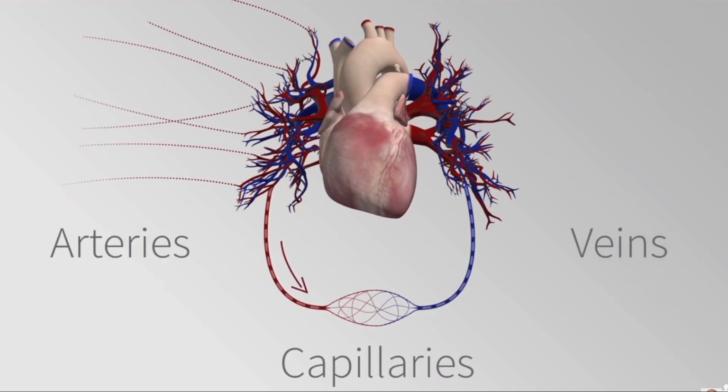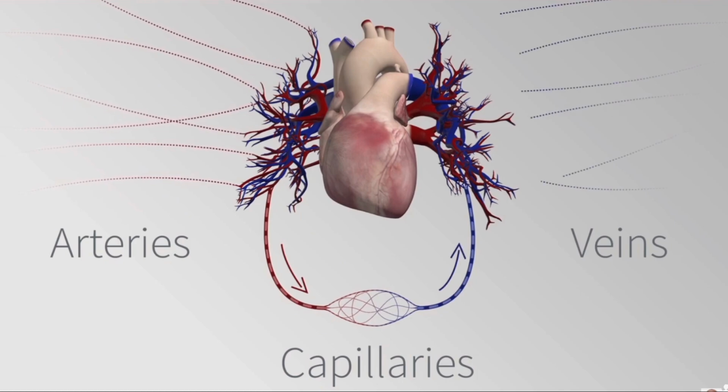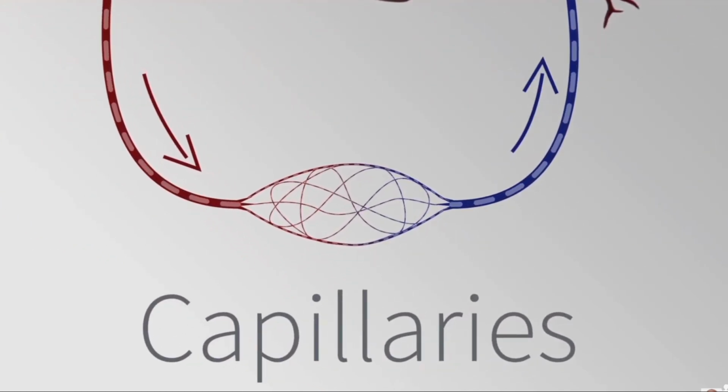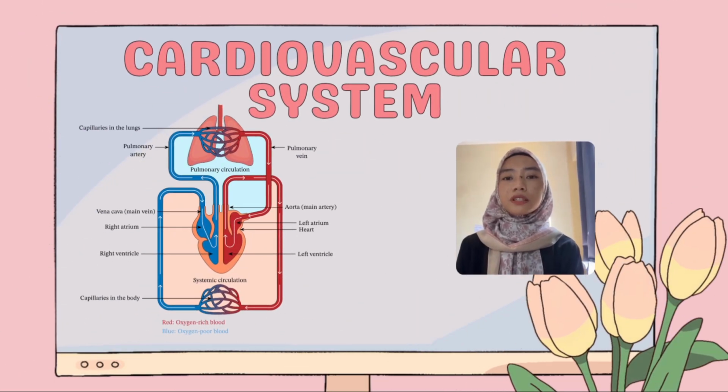Veins carry blood towards the heart, and capillaries are microscopic thin-walled blood vessels that form a vast network connecting arteries and veins. The cardiovascular system consists of pulmonary circulation and systemic circulation. Pulmonary circulation moves blood between the heart and the lungs. It transports deoxygenated blood to the lungs to absorb oxygen and release carbon dioxide. The oxygenated blood then flows back to the heart.